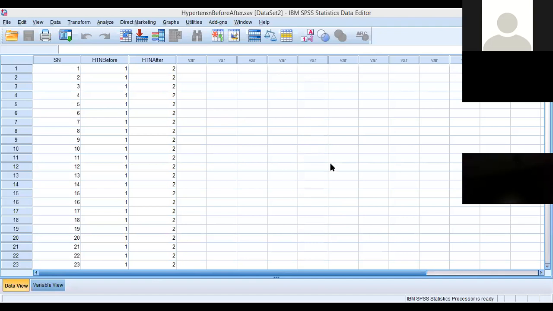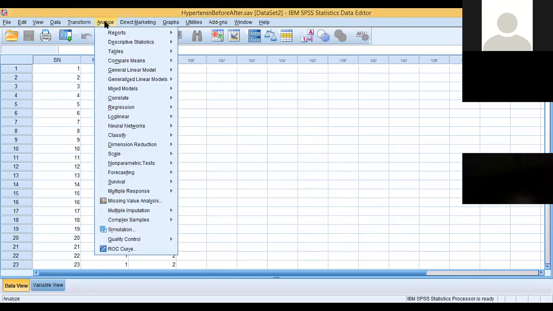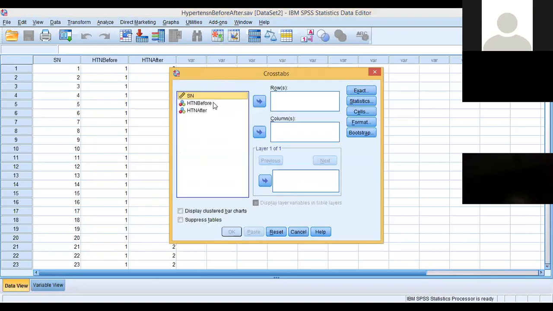Okay, Dr. Yemi, so you have shared. Yes, go to Analyze now. This has to do with McNemar chi-square. Analyze. Is this crosstab? Go to Descriptive, Crosstabs. Now move before. If you want to say row and column, before should be the row and the after should be the column. Hypertension before, move it under row. The other one to the column.